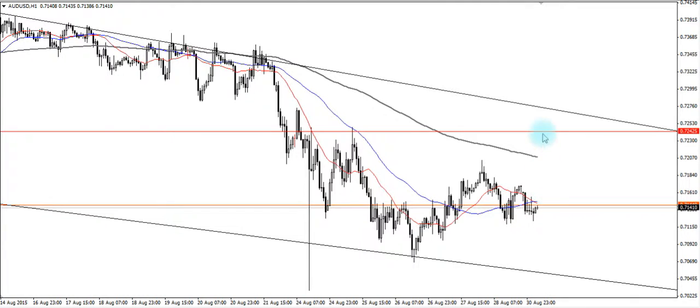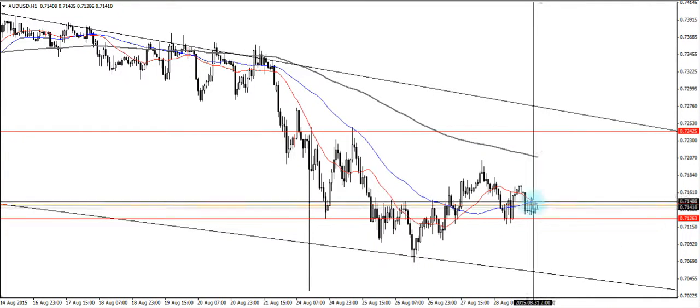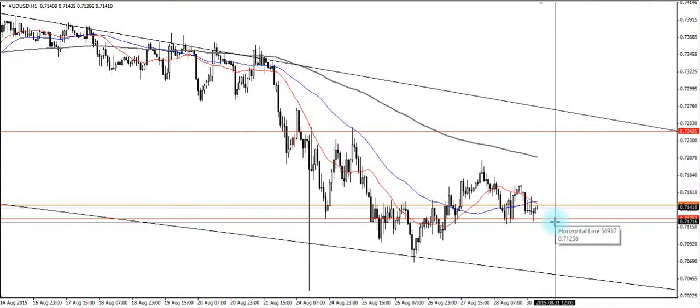support right here at the price of 0.7126, and this could be a good chance to go for a long. You may want to set your stop loss somewhere at the price of 0.7090.